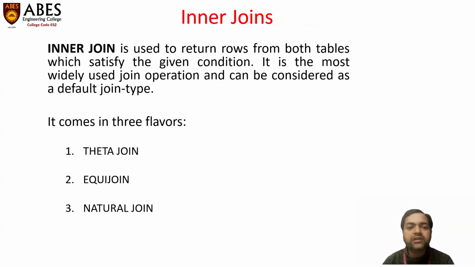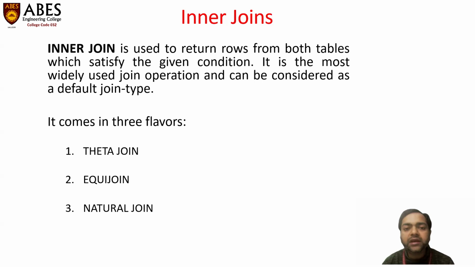So let us discuss first of all inner join. Inner join is used to return rows from both the tables which satisfy a given condition, and it is the most widely used join operation that can be considered the default join type. So basically, while using inner joins, this is used to return rows or tuples from the two or more tables which satisfy the given condition.